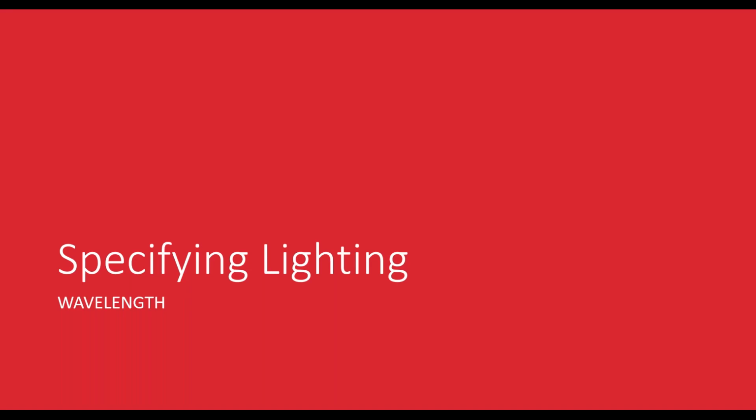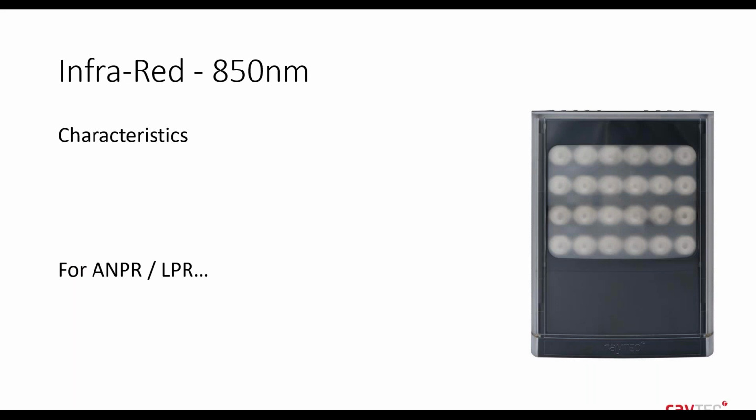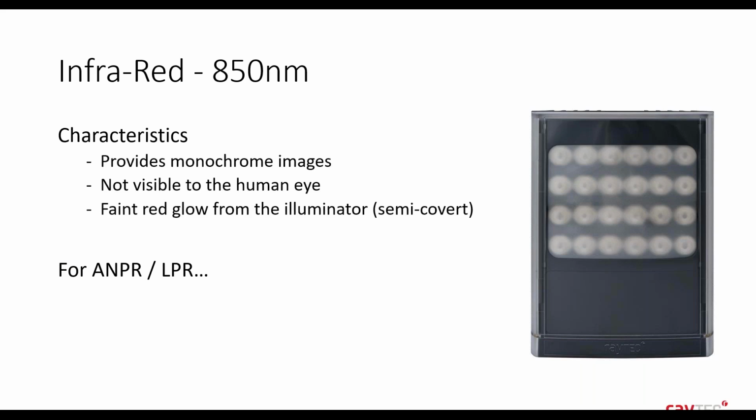So firstly, let's consider the pros and cons of different wavelengths of light for an LPR project. So we'll start with infrared, and specifically 850 nanometer infrared. So IR enables the camera to provide monochrome images. 850 nanometer IR is not visible to the human eye, although there is a faint red glow when looking directly at the illuminator. From our security background and the use of IR for video surveillance systems, we generally describe this as semi-covert. But what does this mean in the context of an LPR system?